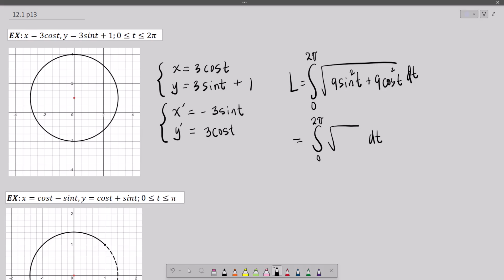That simplifies to square root of 9. Right, if we factor out the 9, we get sine squared plus cosine squared, which is 1. So inside the square root, we factor out the 9, and we have sine squared plus cosine squared, which is 1. So we're left with just square root of 9. So can you see what this overall value is going to be?